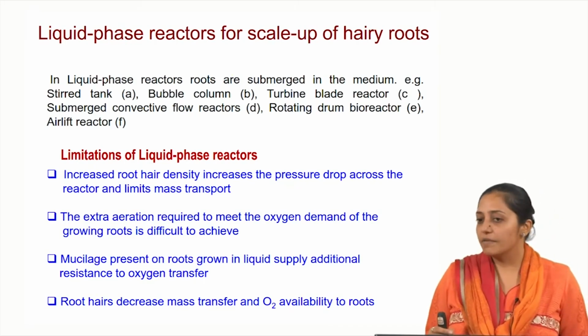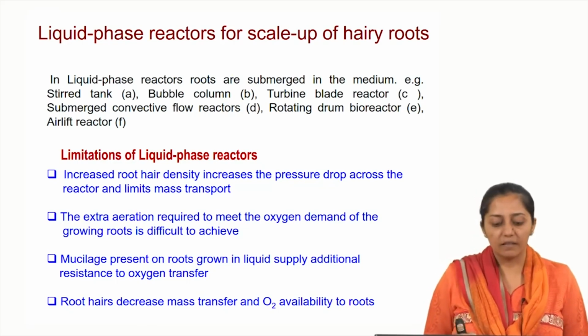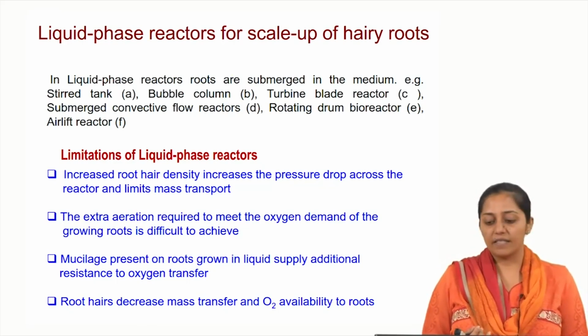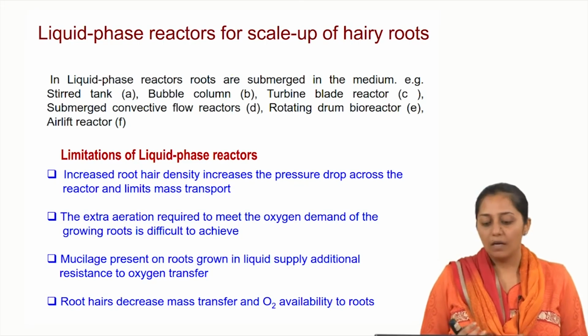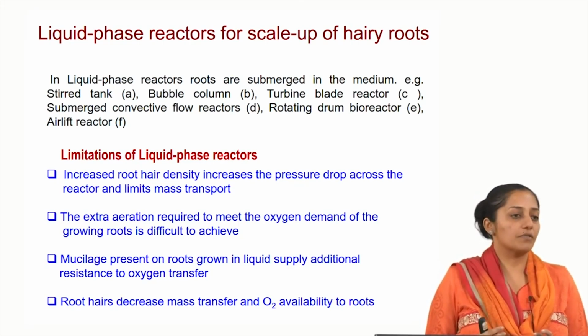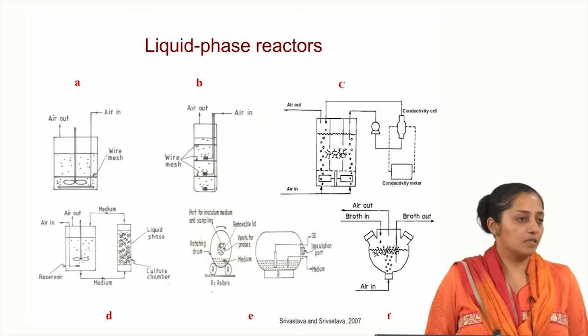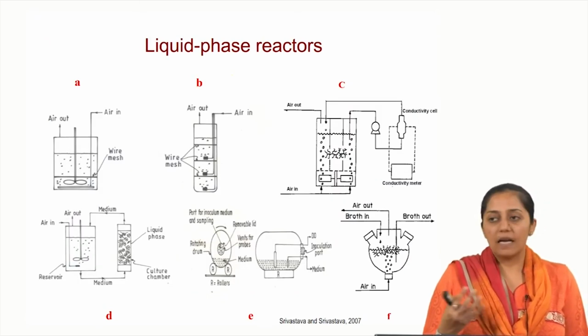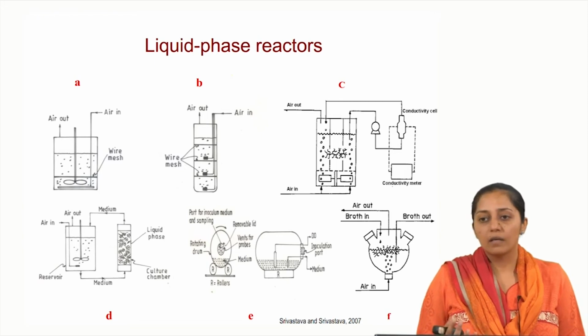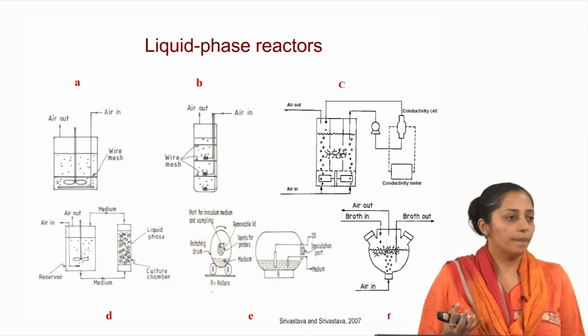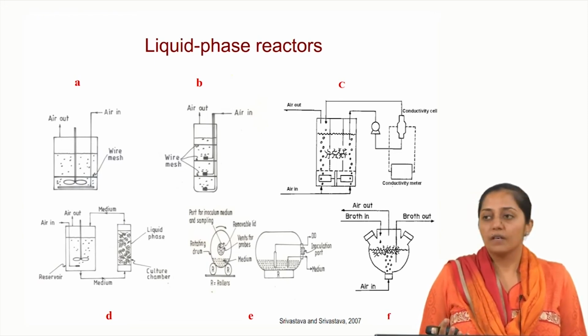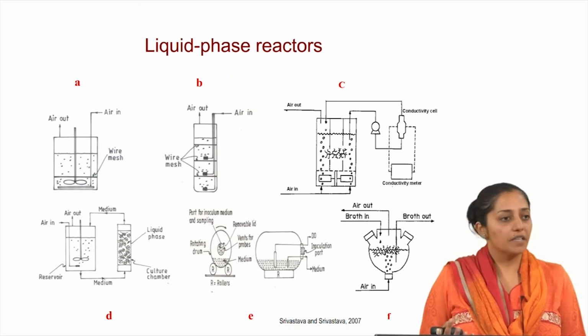So, the limitations which have been found with liquid phase reactors: increased root hair density increases the pressure drop across the reactor and limits mass transport. For example, if you are using a packed bed system, as the biomass starts growing, there will be increased pressure drop with the increased root density. So, then there will be mass transfer limitations.